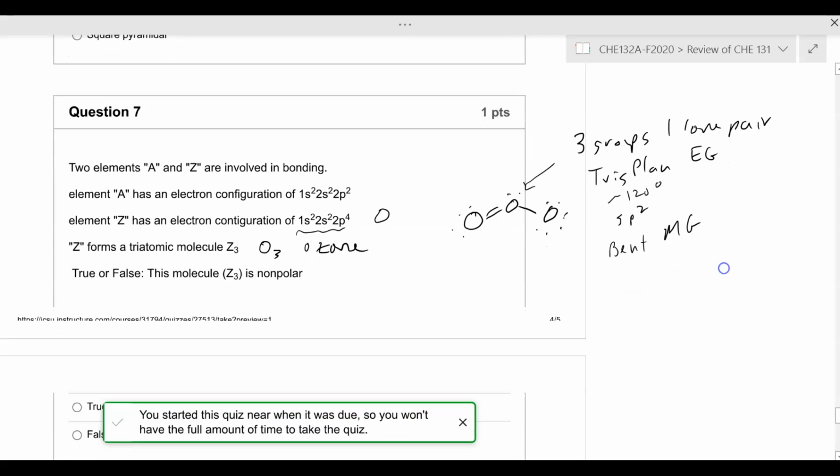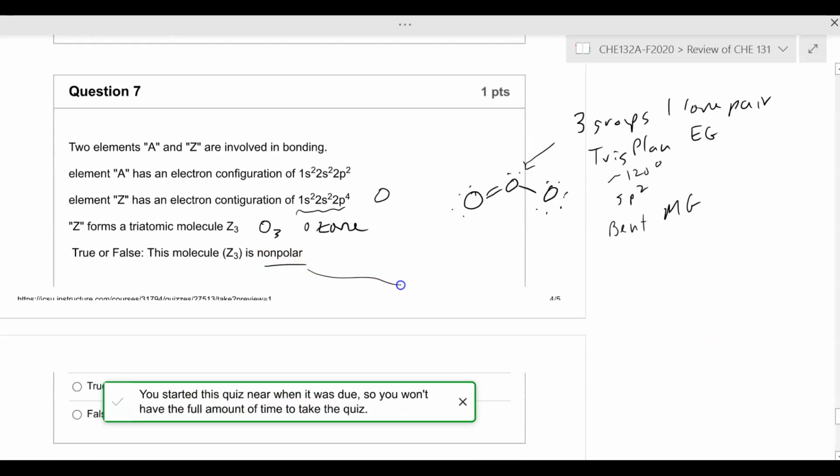And so the question is, is it nonpolar? So remember, to be polar, you've got to have polar bonds and a disturbed symmetry. And this has got the disturbed symmetry. That lone pair on the central oxygen disturbs the symmetry, but it does not have polar bonds because the electronegativity of oxygen compared to the electronegativity of oxygen, if you subtract those two, it's going to be 0 no matter what it is. So it is true that this is a nonpolar molecule.